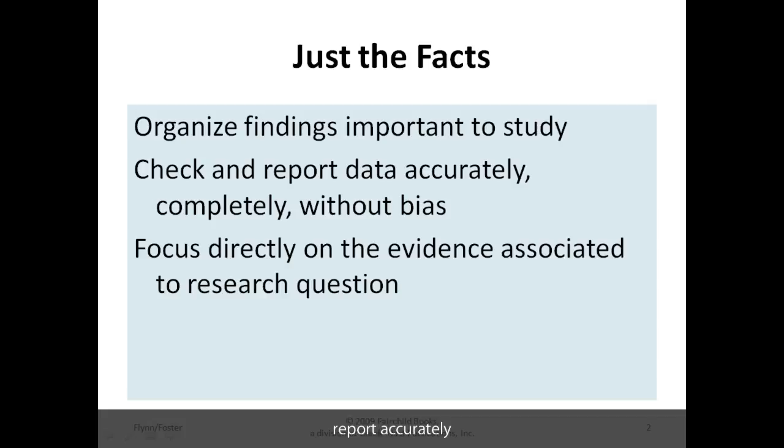And you want to check and report data accurately, completely, and without bias. So you can't be adding in anything that you wanted the results to say but didn't say. You only give exactly what they gave you. And you focus directly on the evidence associated to your research question. So if there are random other things that you found but they're not really relating back to your question, you don't want to focus on those things. You want to focus on the things that actually relate to your study, your purpose, and what you were trying to find.